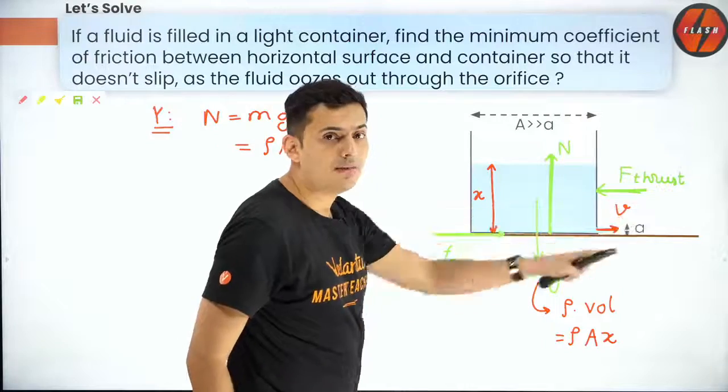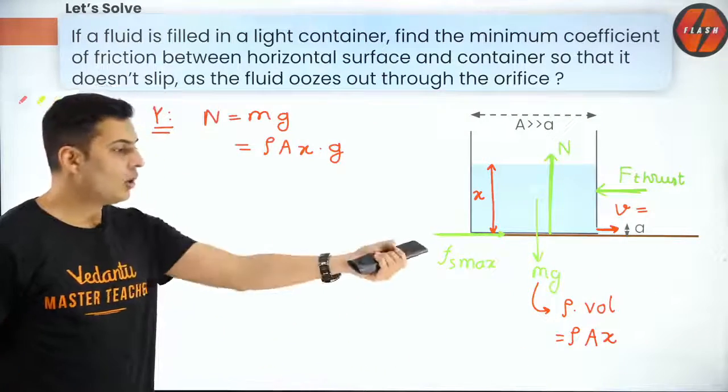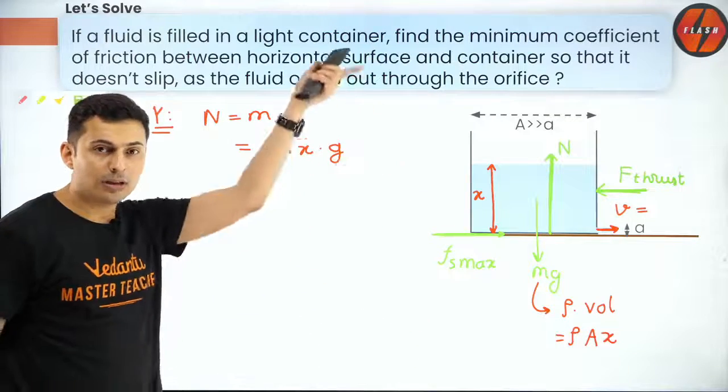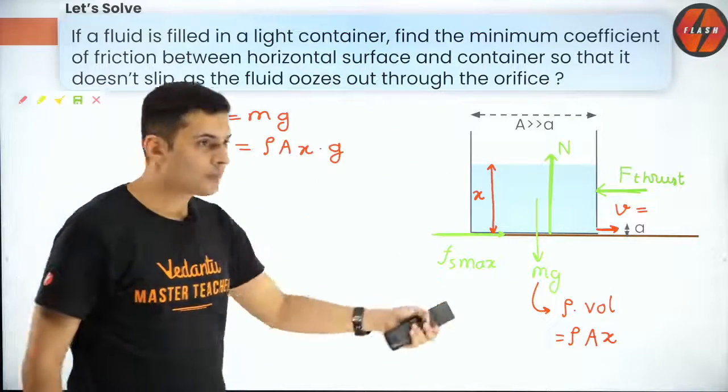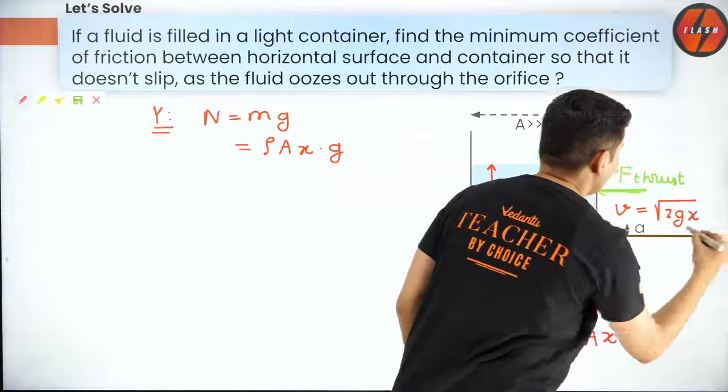One more thing. What is this value of velocity? We just figured it out in Torricelli's law. If you drill a hole, and x is the height from the top surface of the liquid, then the velocity with which it will come out is root 2 g x.